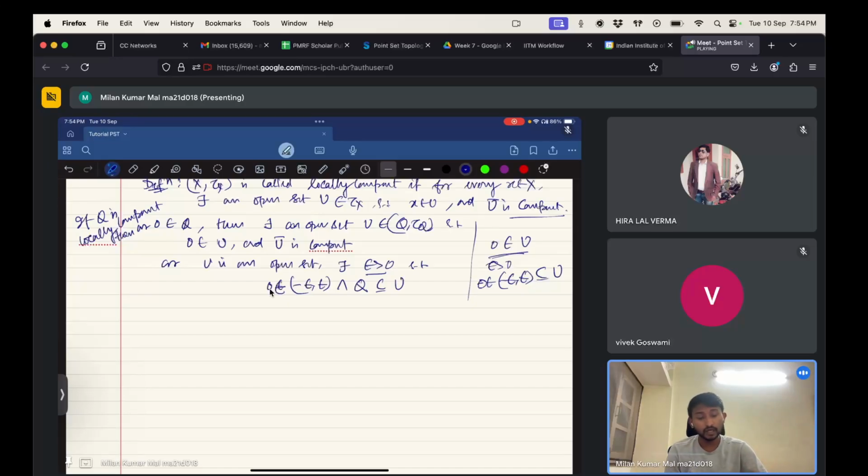But an open set in the rationals means U intersection Q: an open set in the reals intersected with the rationals. Basically U is something like U dash intersection Q, right? So there should exist an epsilon greater than 0 such that (minus epsilon, epsilon) is sitting inside U dash, so that intersection Q sits inside U. This is the main point. So this is the explanation.